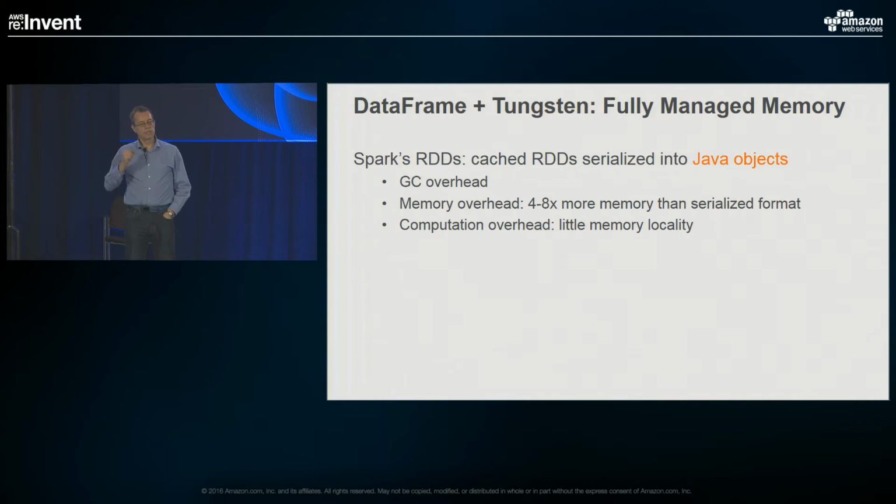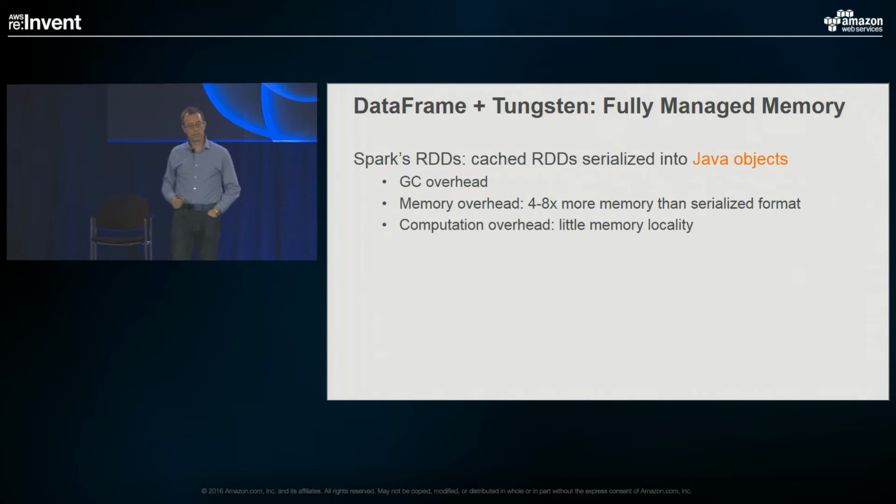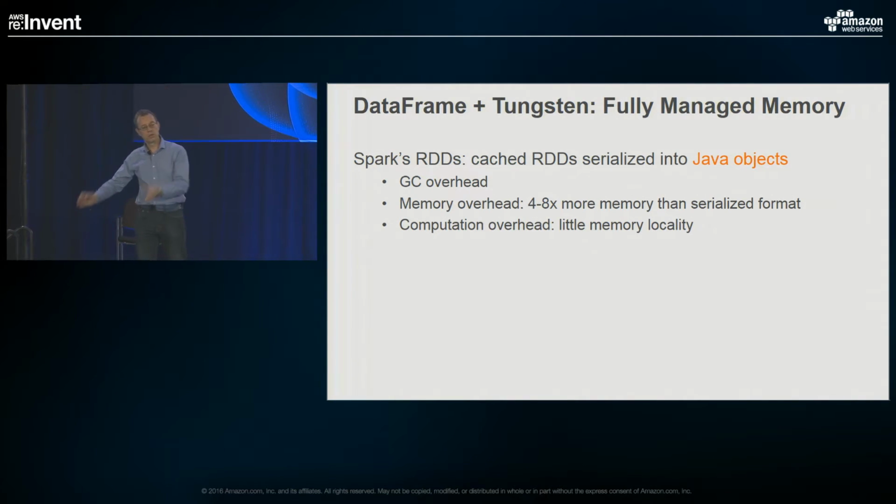But you are going to end up with a huge number of Java objects, which will take a lot of RAM. Actually, the memory overhead is 4 to 8 times more than the serialized format. So if you have 1 gigabyte on disk, you load it in memory, you deserialize it, you are going to end up with 4 to 8 gigabytes. And if you have a lot of objects, then you have the garbage collection problem, right? Because Spark is using the JVM. And it also has poor memory locality and cache locality because you have to jump over all these pointers to get the data.